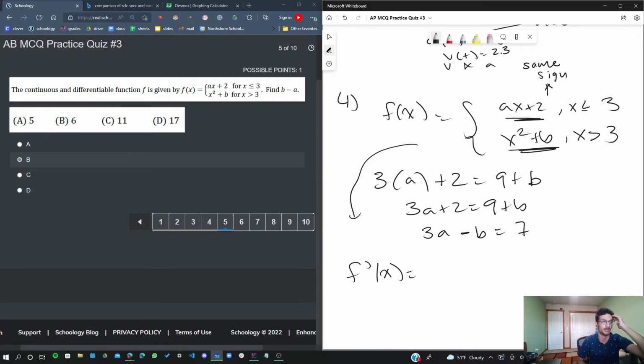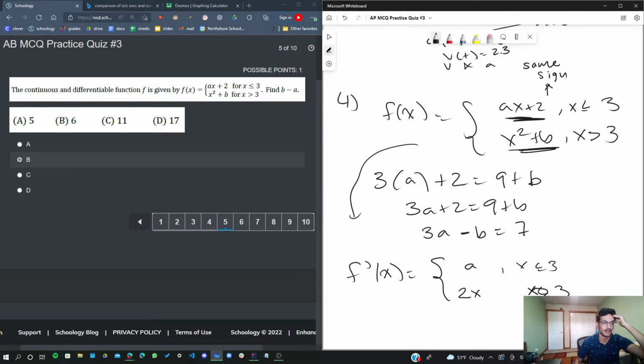It has to have the same slope for the top and bottom. So I'm just going to take the derivative of the top and bottom. The derivative of the top is just a. The derivative of the bottom is just 2x. So that's also x equals 3. X is greater than 3.